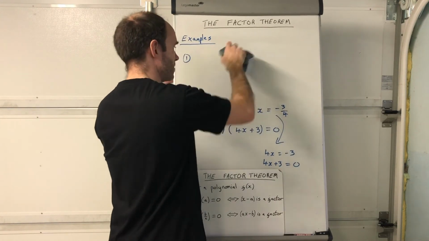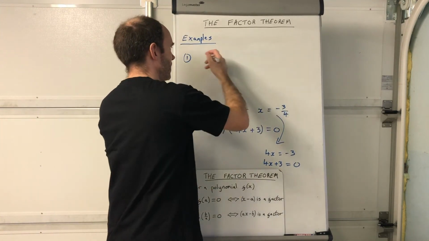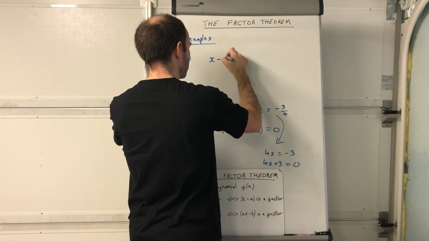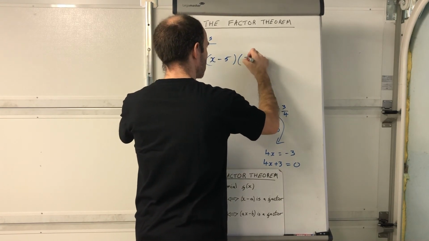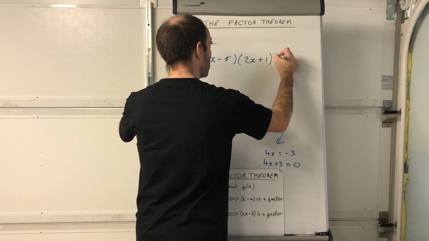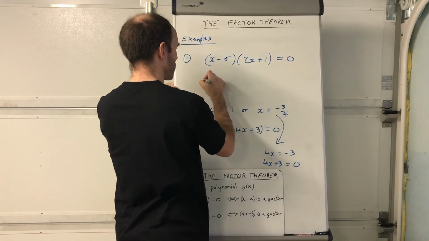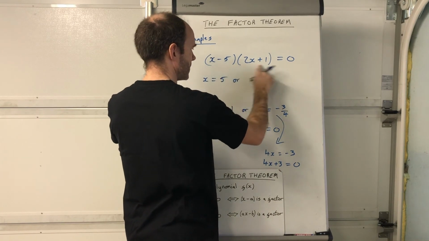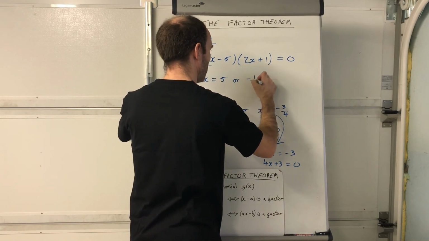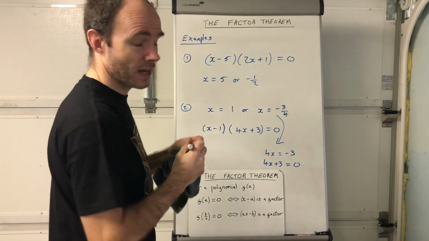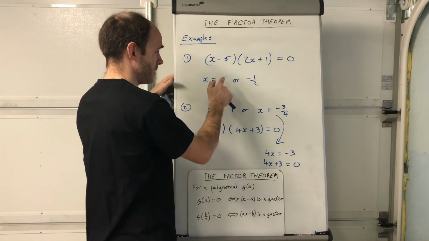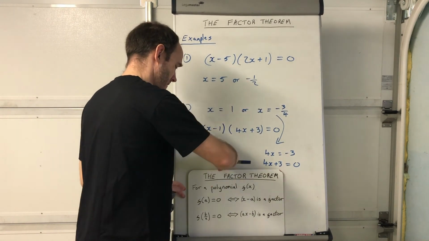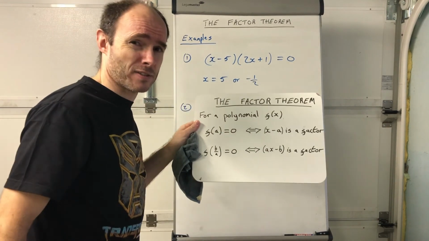Let me just give you another example on that. Without me writing out the top line, let's give you something completely different. So x minus 5 and then 2x plus 1 equals 0. You can write down straight away that x equals 5 is a root, and from this bracket, x equals negative a half is a root. And you can go backwards. If I told you that those were the two roots, you'd be able to deduce that those are the two factors. So that's really what the factor theorem is all about.